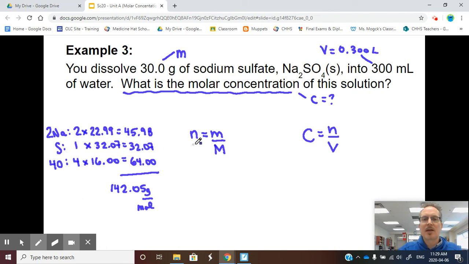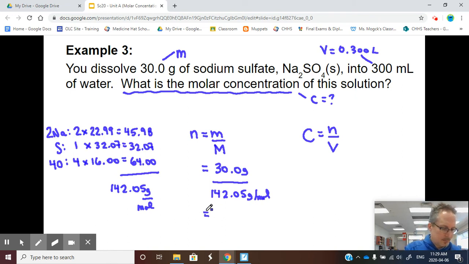If you are struggling with finding molar mass, please go back to the mass, moles, molar mass video. Now we're going to substitute in. Mass is on top, that's 30 grams, over molar mass on the bottom. We just calculated that, 142.05 grams per mole. And leave the full number in your calculator. Just go 30 divided by, and then the answer. And my answer is 0.211 moles.